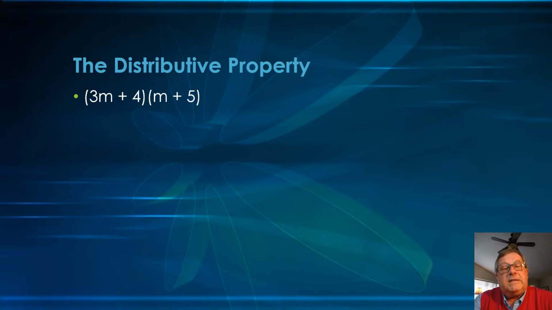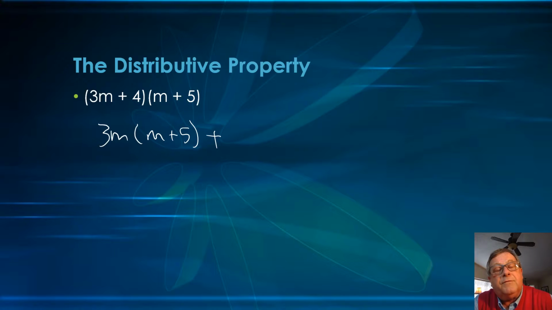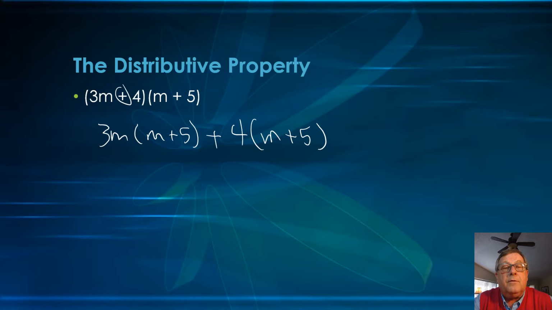If I were going to rewrite this using the horizontal method of the distributive property, this is the same as 3m times m plus 5, plus, because that's a positive 4, plus 4 times m plus 5. We're going to distribute the 3m and the 4 to the m plus 5, and then we'll combine like terms, and guess what? We're going to end up with a quadratic expression.